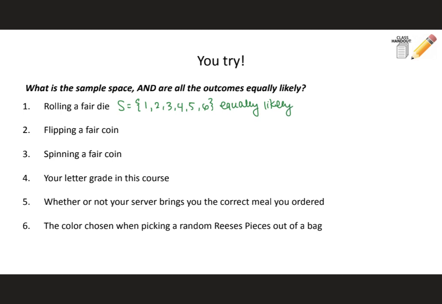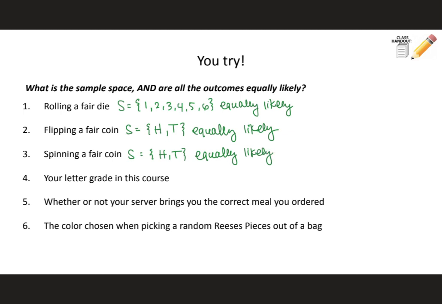Number 2 says flipping a fair coin. So when we flip a fair coin, we can get heads or we can get tails. These are also equally likely. Number 3 says spinning a fair coin. So instead of flipping it, you're spinning it. Well, that doesn't really change the probability. It doesn't change the outcomes. You can still get heads. You can get tails. I don't think the coin necessarily is going to stay on its side. And it's still going to stay equally likely. So it doesn't really matter how you're tossing the coin. The outcomes are going to be equally likely.